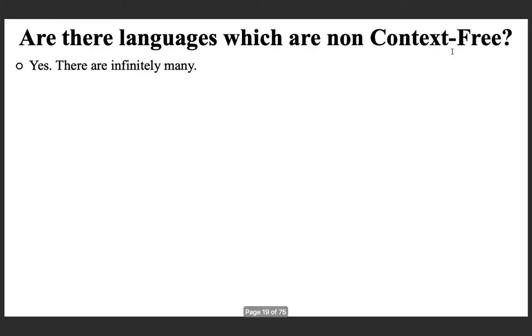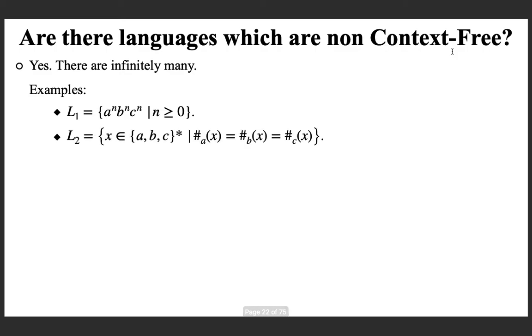In fact, there are infinitely many non-context free languages. Let us consider two examples. The first one is the language which we have proved as non-context free. Here is another example: the set of all strings over a, b, c such that the numbers of a's, b's and c's are the same in any string in the language. This can again be proved to be a non-context free language.